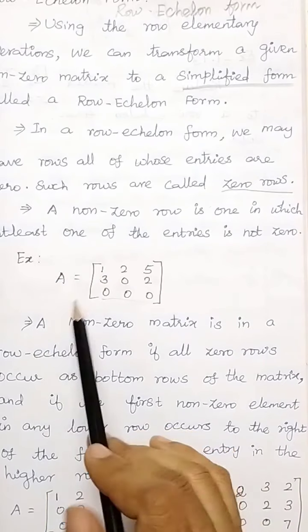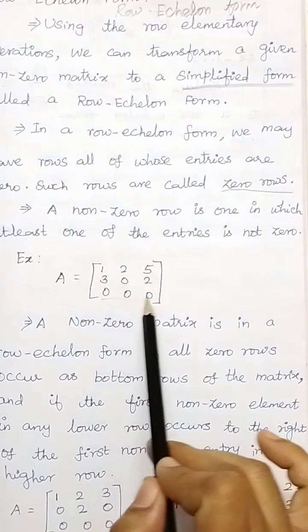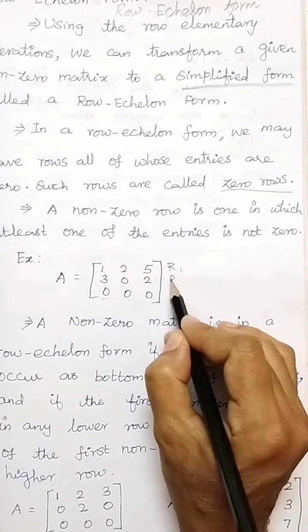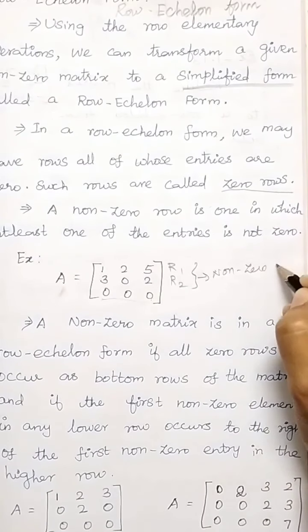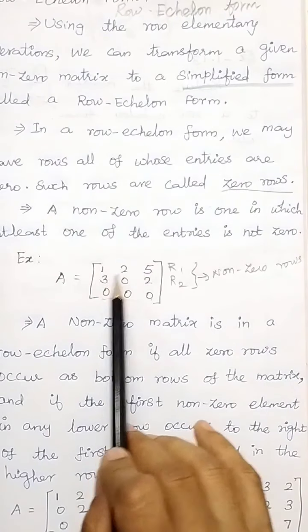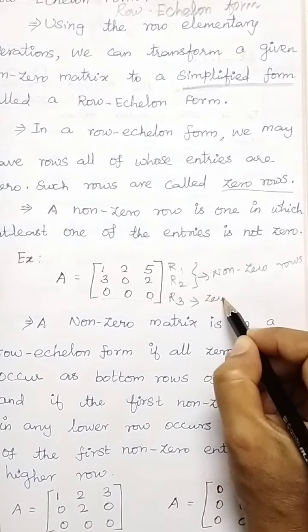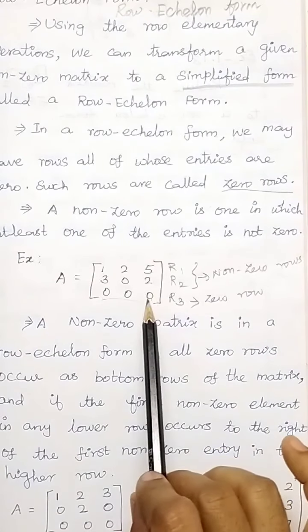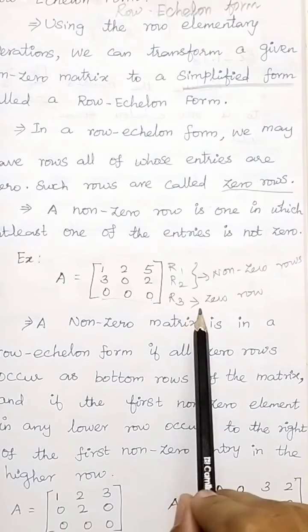We consider one example. A equal to 1 2 5, 3 0 2, 0 0 0. Here these two, R1 and R2, are non-zero rows, because these two rows have non-zero elements. Then our row 3 is a zero row, because all the entries are 0. Do you understand what is a non-zero row and what is a zero row?